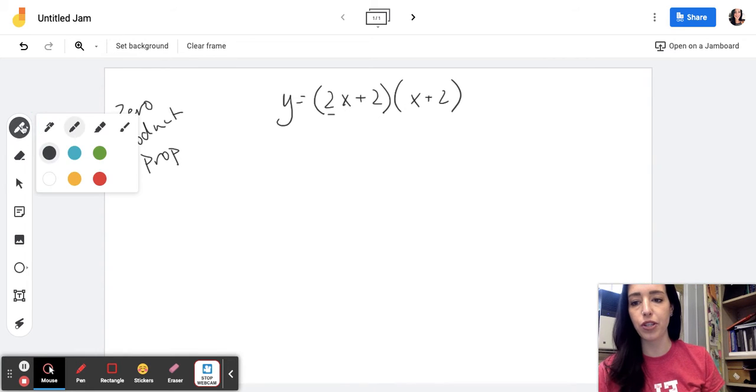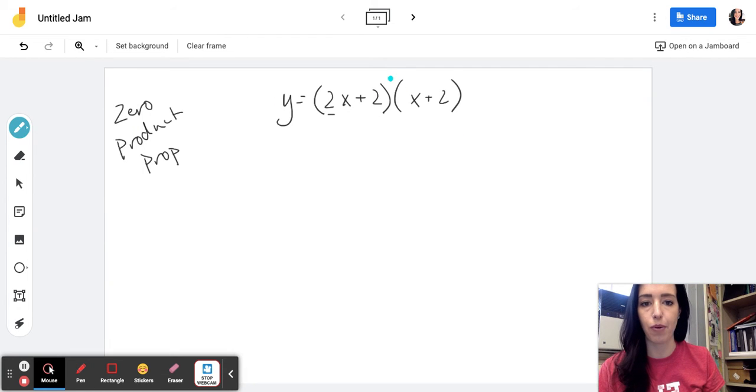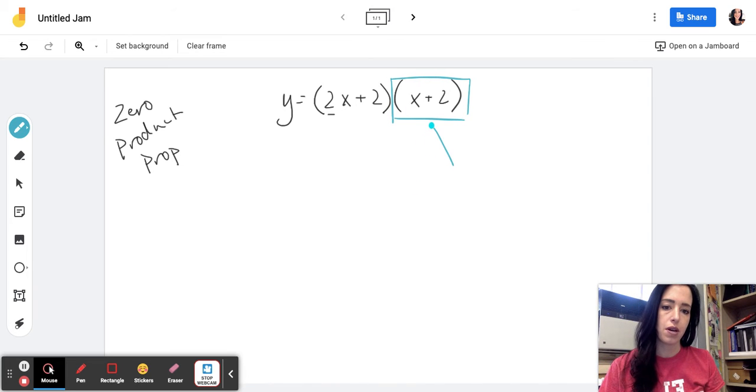So it's very similar to how we would use the zero product property if a had been 1, but it's a little different. So I'm just going to show you guys an example. I'm going to split up the factors, and when I do that, I'm going to drop the parentheses. So I'm going to have x plus 1, and I'm going to set it equal to 0.